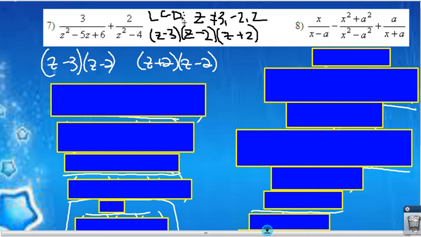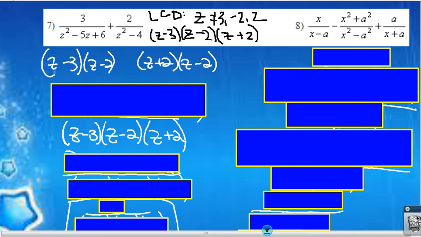Since this is a single variable, we can write our excluded values up here. Z cannot equal 3, z cannot equal 2, and z cannot equal negative 2. So those three values would be excluded when we go to solve these. Right now, though, we're simplifying, but it's always a good habit to write these numbers up here if you only have one variable. So, our goal is the LCD.